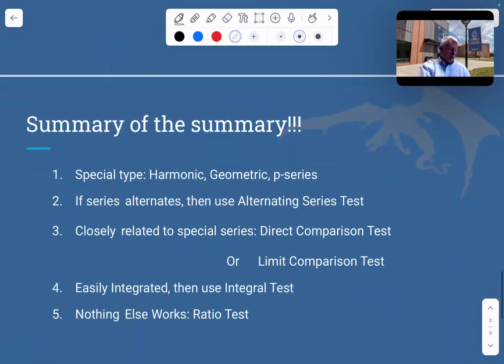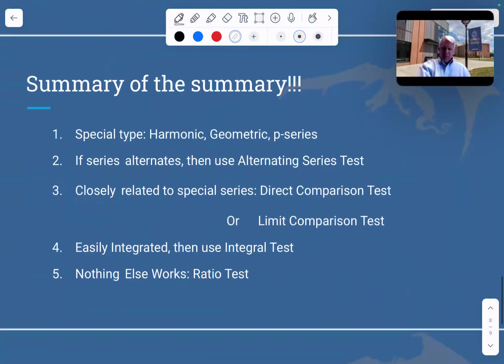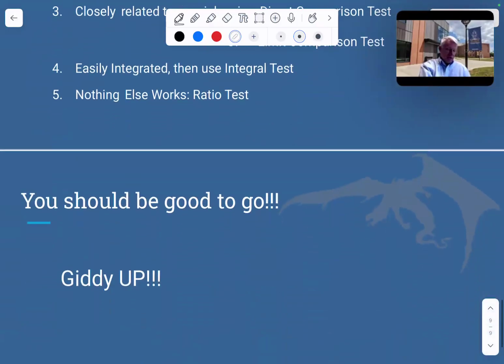So here's a summary of the summary. Anyway, I hope that this helped. You might want to look through it again and just make sure everything is really clear. But hopefully you should be good to go at this point.